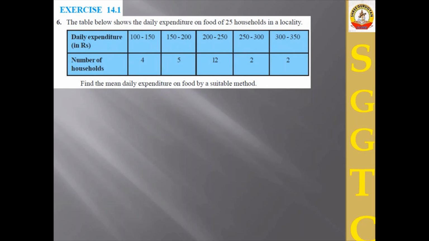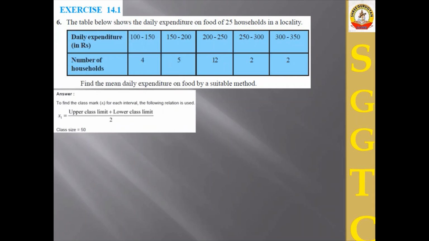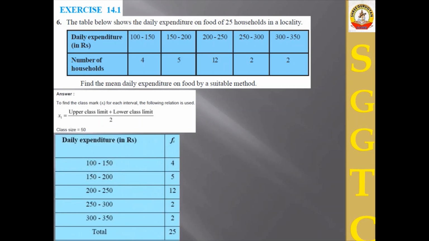14.1, continue to the 6th one. Daily expenditure and number of households are given, apply the same method. First of all, Xi is the upper class limit plus lower class limit by 2, and the class size here is 50. Why 50, students? Look at the question: 100 to 150, 150 to 200, 200 to 250, it all goes on like that. So the class size is 50, and the summation of Fi is 25.